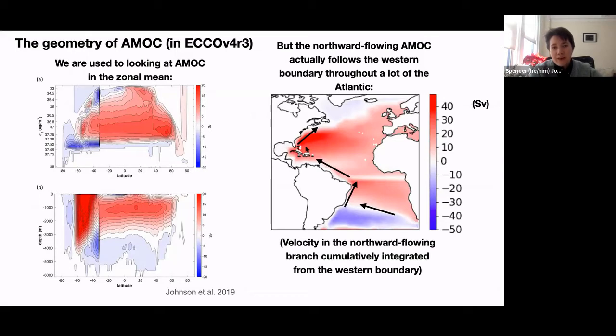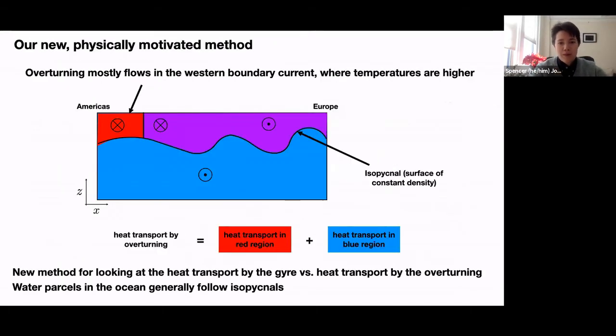And so when you do a zonal average in order to find the transport by the overturning, you're maybe not taking into account the full variability in temperature that you might see on the western boundary and that might be experienced by the AMOC. And so I came up with this new method of dividing up the domain. Again, this is a section: this is depth, and this is longitude. These are the Americas, and this is Europe. And like I said, mostly the overturning is flowing in a western boundary current.